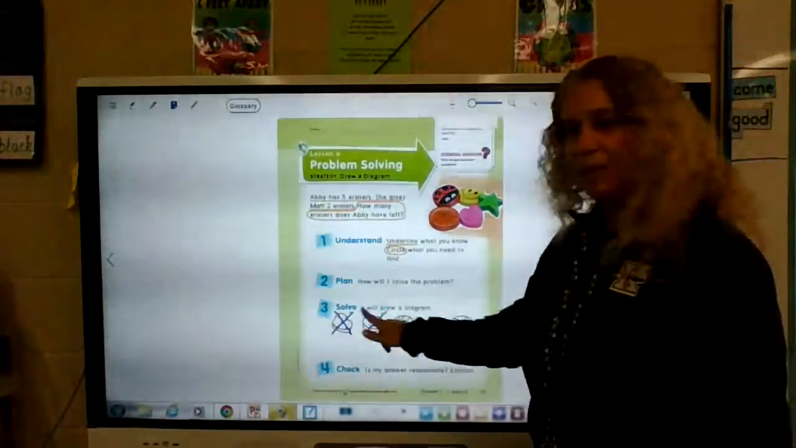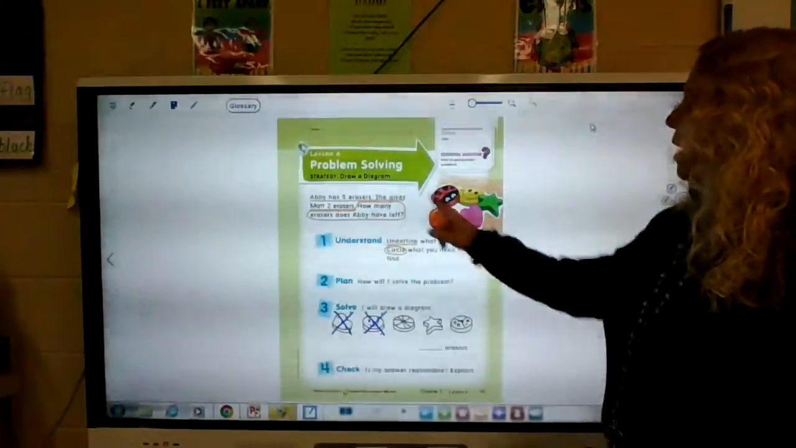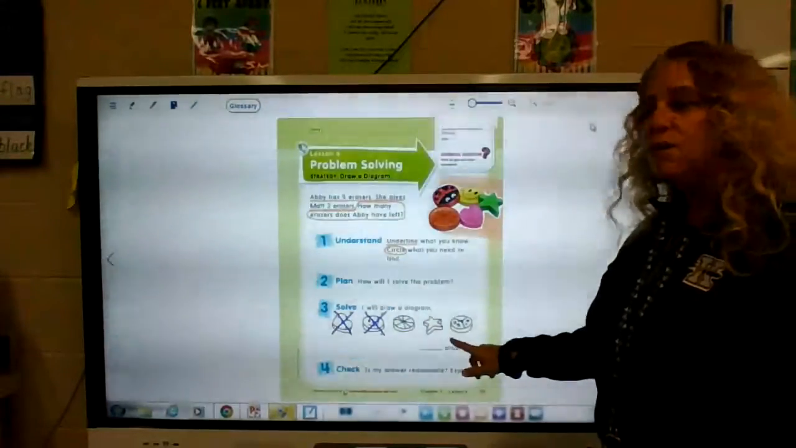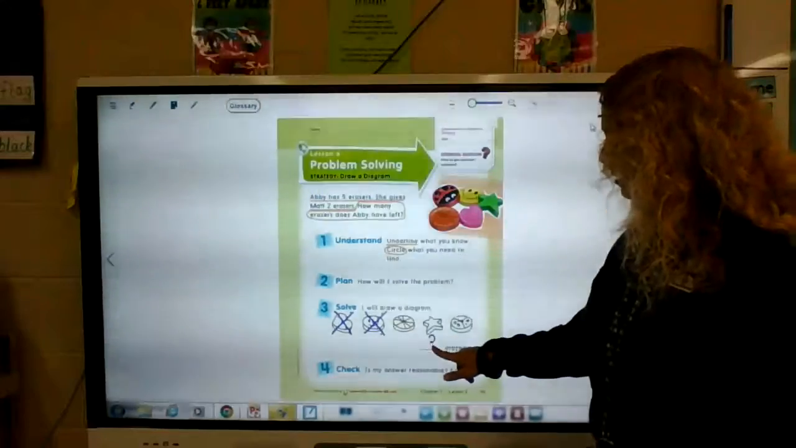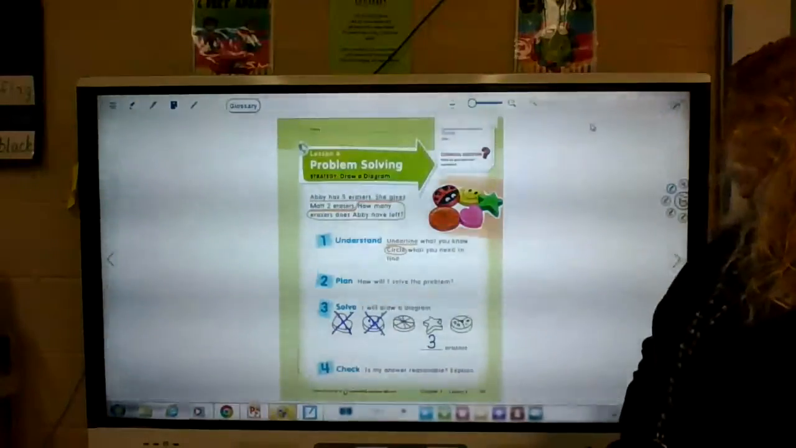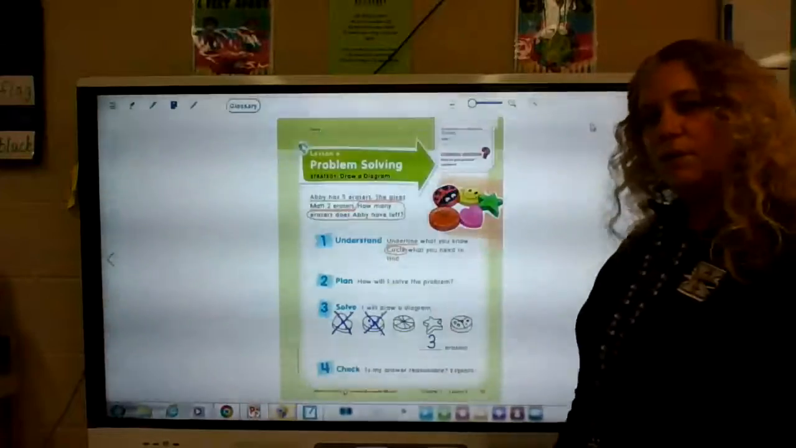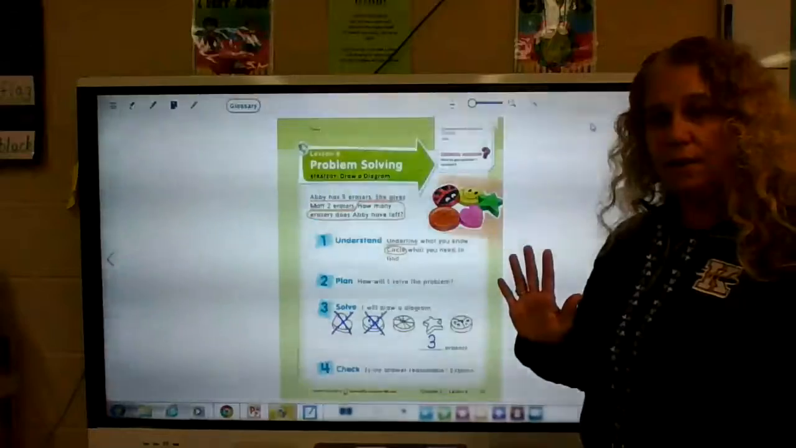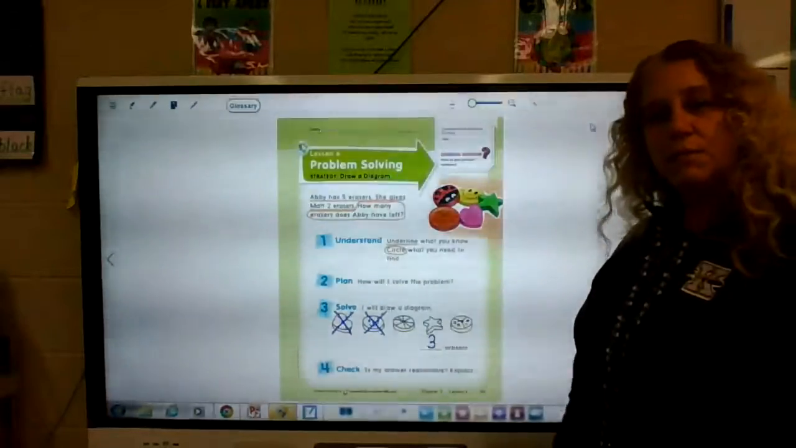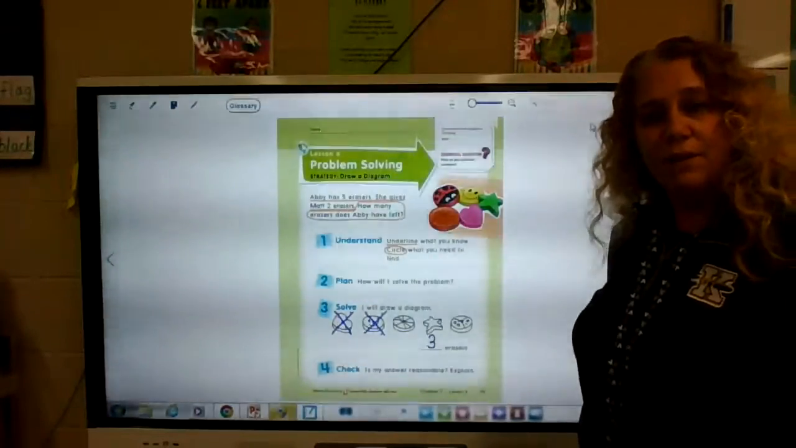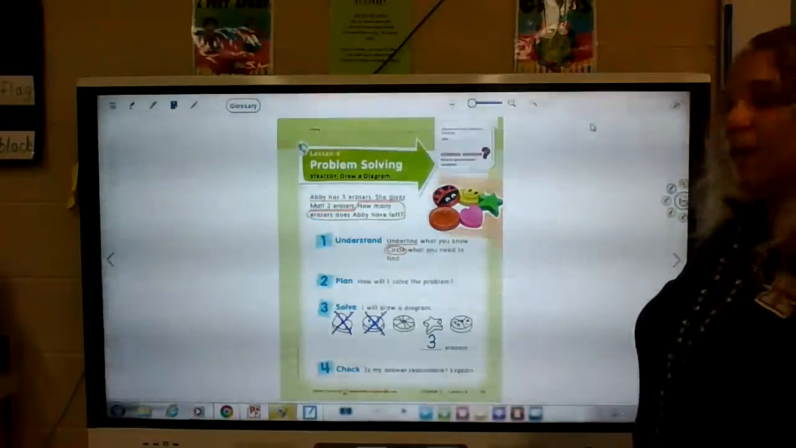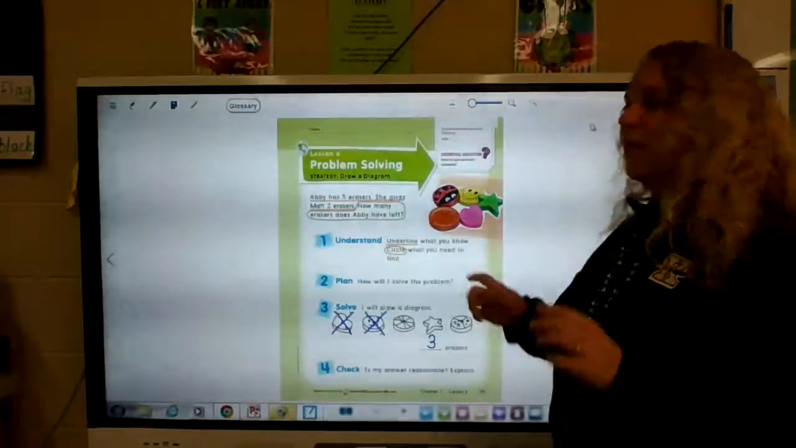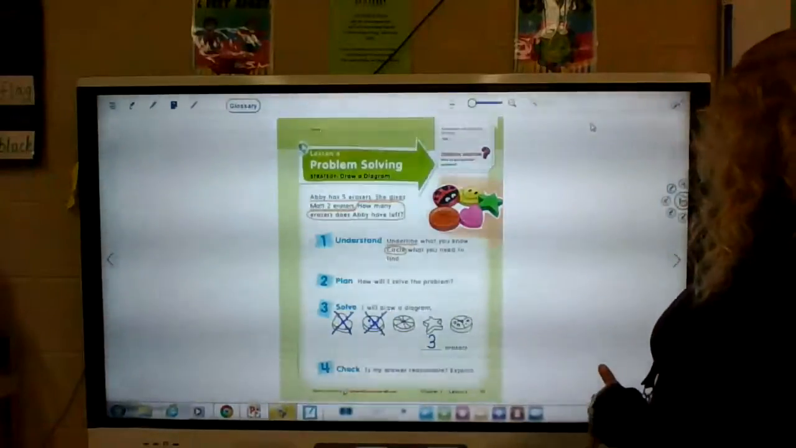So Matt is getting these. How many erasers does Abby have left? How many are left? 3, right. 3 erasers are left. So is my answer reasonable? Well, we know she started with 5 and she gave some away. So we know that 3 is a reasonable answer. It's less than 5. Okay, so that's what we're going to do today: we're going to draw a picture to get the answer. And then we're going to do something else a little bit later with that.